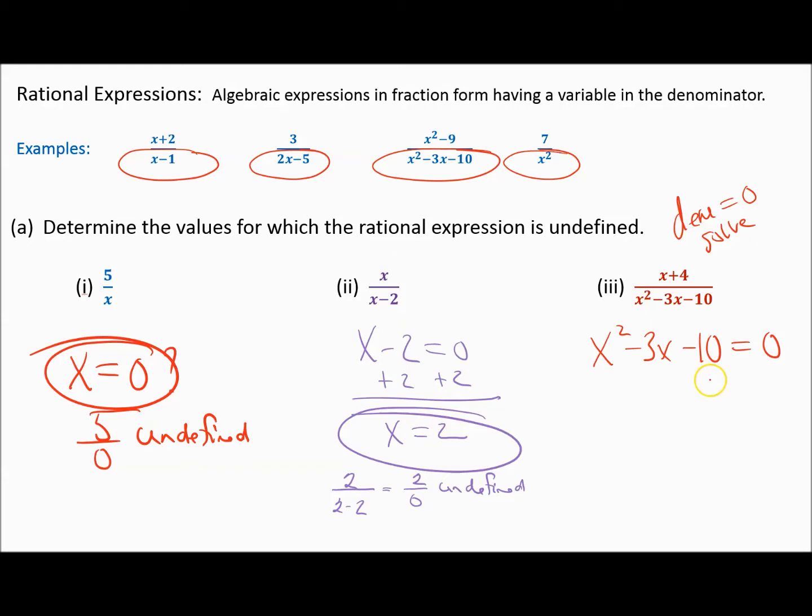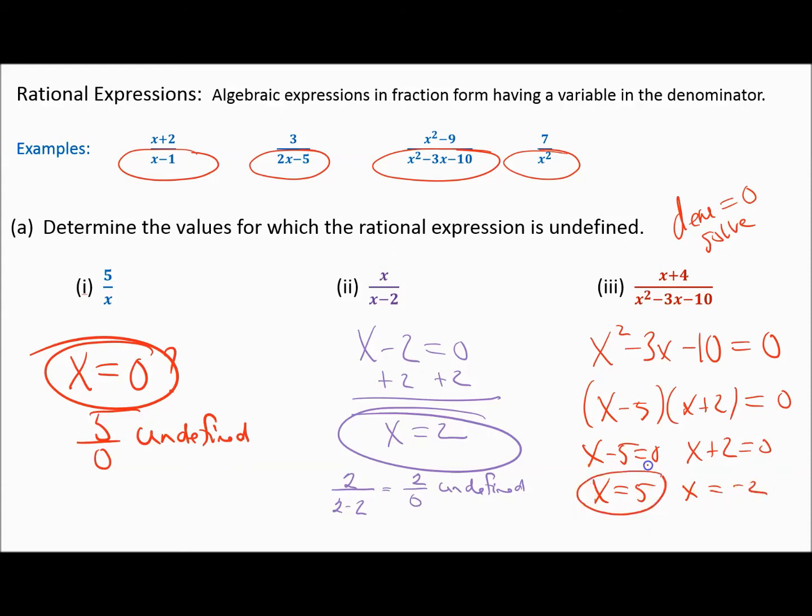But x squared minus 3x minus 10 is a trinomial. Remember, we spent a lot of time learning how to factor trinomials in the last section, and solve this equation. So when I factor, I'm trying to find numbers that multiply to be negative 10 and add to be negative 3. And those two numbers are negative 5 and positive 2. So I set x minus 5 equal to 0, and I set x plus 2 equal to 0. That gives me 2 answers. x equals 5 and x equals negative 2 would make this expression undefined.